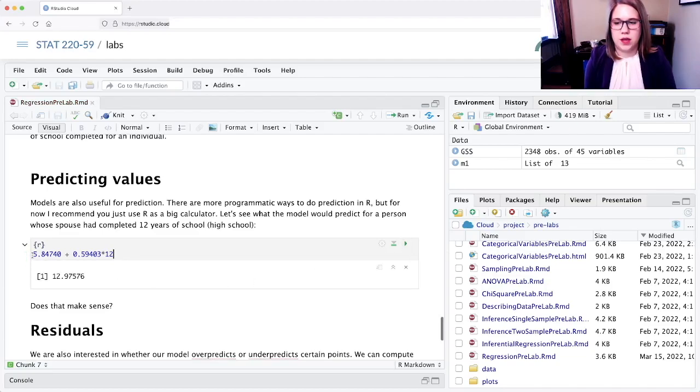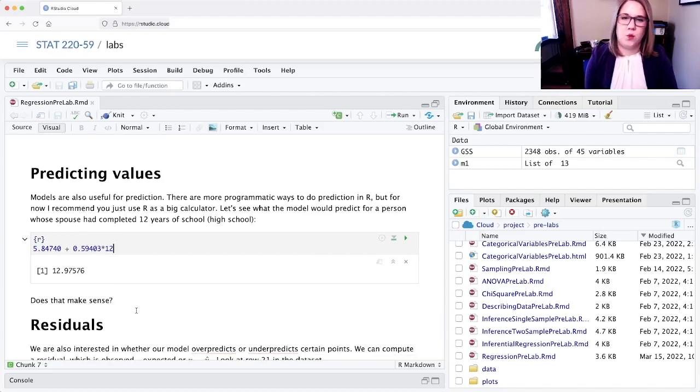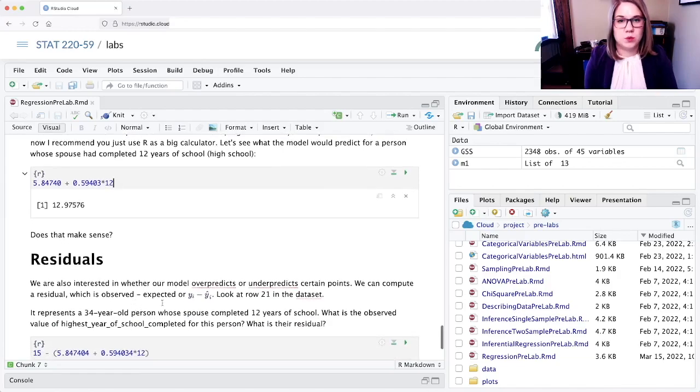And we hit play. Okay, so if the spouse had completed 12 years of school, we'd expect that the individual we're making the prediction for would have done 12.97, around 13 years of school, maybe like 1 year of college. Does that make sense? Yeah, I think so. It makes sense that people's schooling is pretty similar to one another. Sometimes we're interested in whether the model is over-predicting or under-predicting a certain point. So we can compute a residual, that's the observed value minus the expected value, and the notation for that is yi minus yi hat.